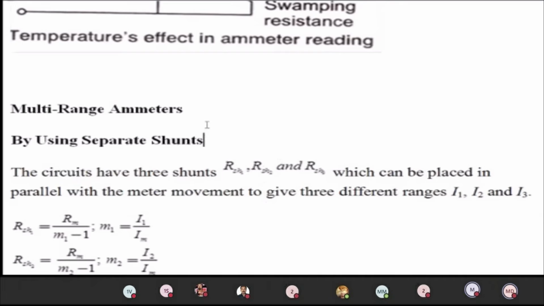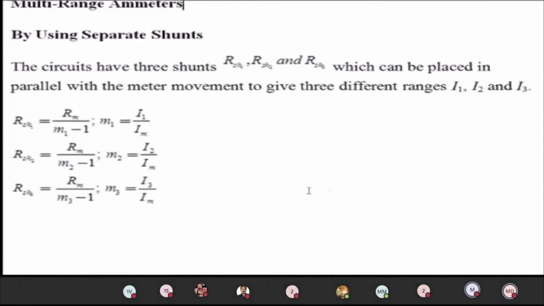Then how do we make a meter a multi-range meter? It is very simple. By using n number of shunts, we can make an ammeter a multi-range ammeter. So the different shunt values have been given. Suppose the circuit has 3 shunts, R_SH1, 2 and 3, which can be placed in parallel with the meter to give 3 different ranges, that is different currents I1, I2 as well as I3. How to calculate those? We have the general formula R_SH is equal to R_m by (M minus 1).